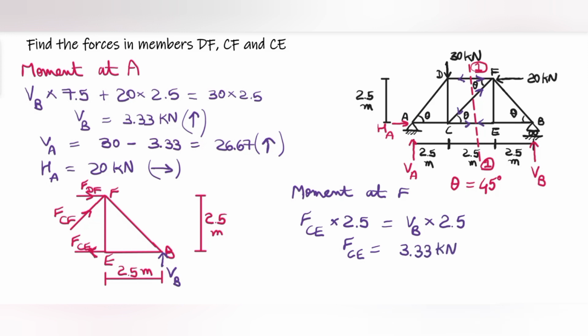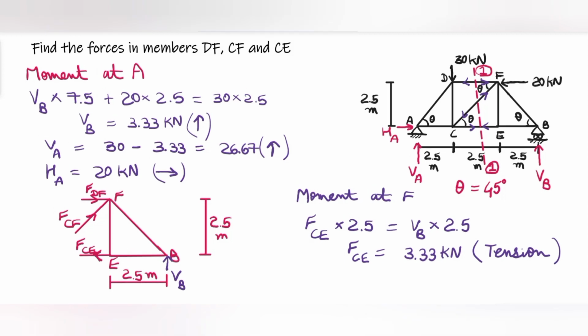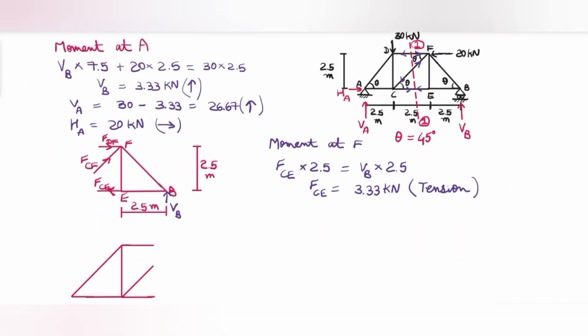Since this has come out positive, it means the assumed direction of the arrow is correct, and it is a tensile force. Now we'll take the left hand side in equilibrium. So here again I'll draw this, and let's consider all the forces that are acting.